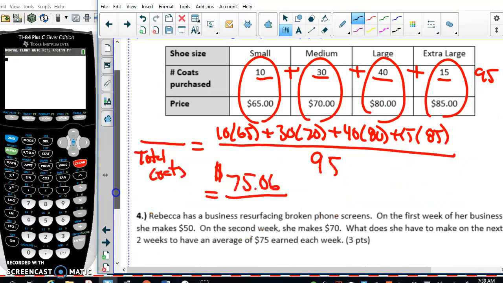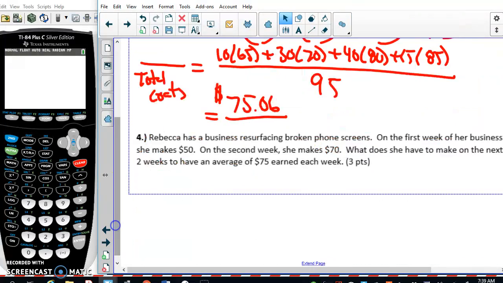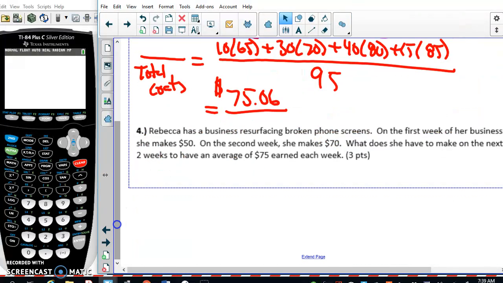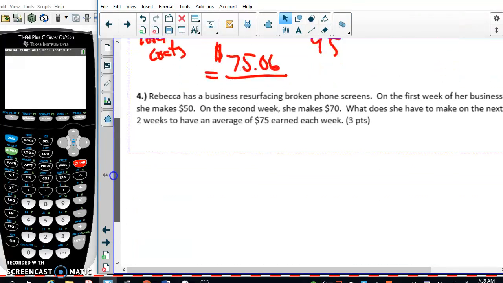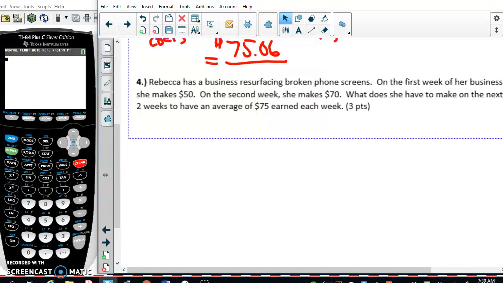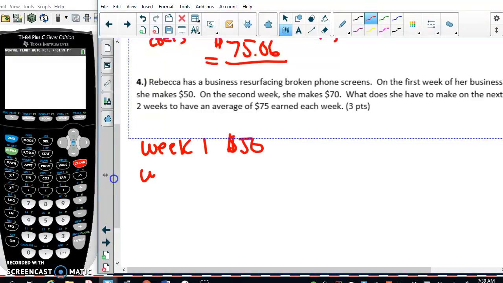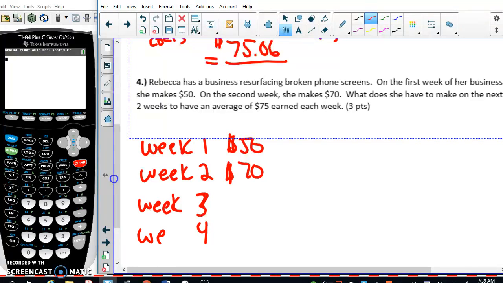All right, the next question, we had to set up an equation and solve it. So we have Rebecca. She has a business. She resurfaces broken phone screens. She makes 50 on week 1. Week 2, she makes 70. And then we are thinking about what does she make week 3 and week 4.